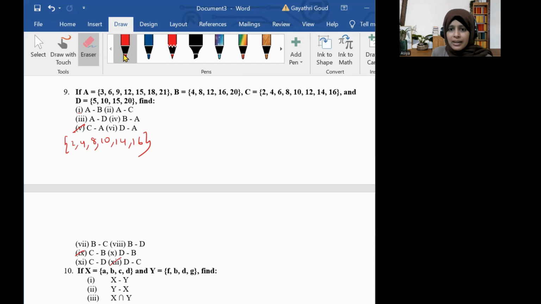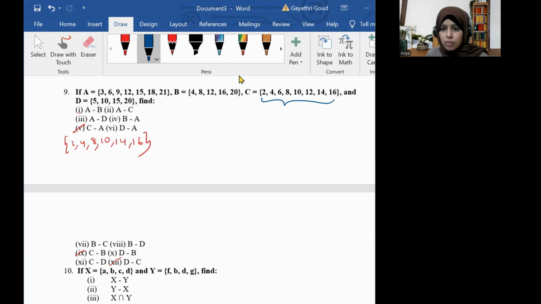Now again, I have to remove B from C. So whatever elements of B are there in this, I'll just have to remove them. The elements of B are 4, 8, 12, 16. First, let's take 4 and 8. Yes, they are there. So remove. 12, 16. Yes, they are there. Remove. 20. 20 does not exist.